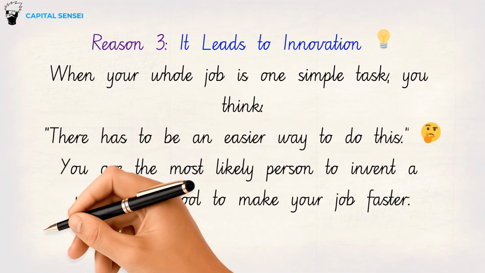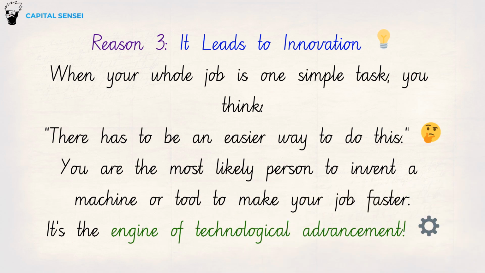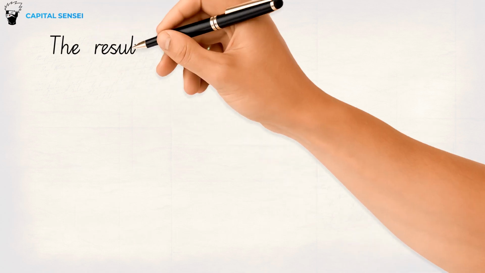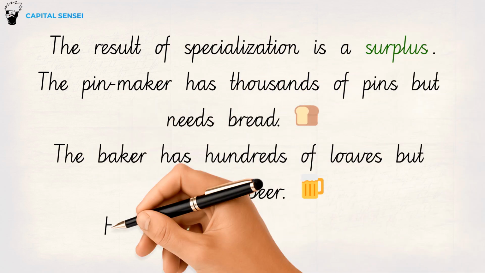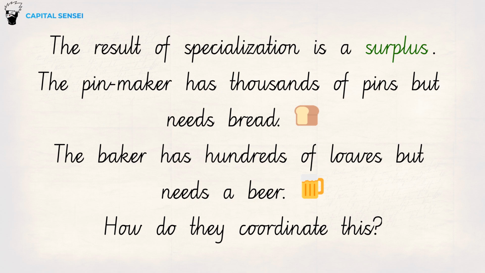When a person's entire job is to perform one simple, repetitive action, their mind naturally starts to think, there has to be an easier way to do this. They are the ones most likely to invent a machine or a new tool to make their specific job faster and more efficient. So specialization doesn't just make us better with our hands. It makes us smarter about the process. It's the very engine of technological advancement. This single idea explains everything from the factory assembly line to the complex global supply chains we rely on today.